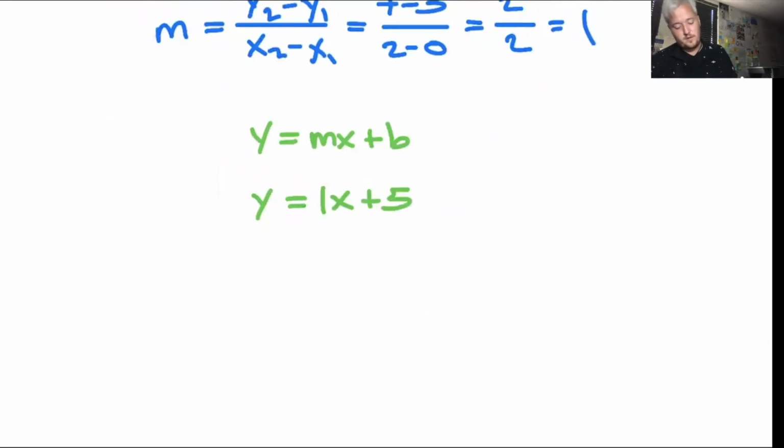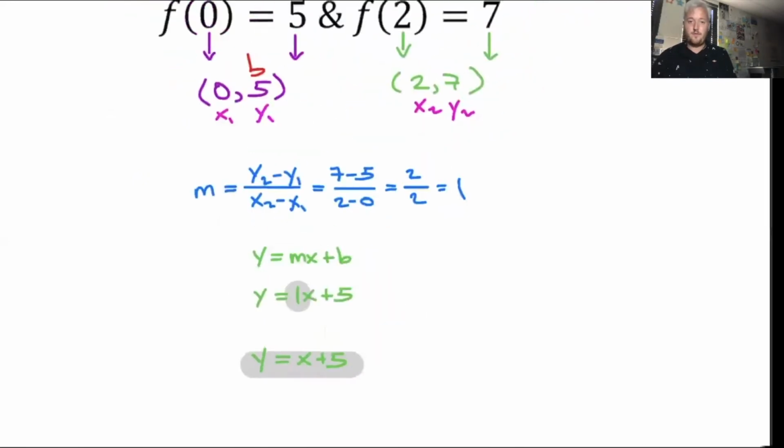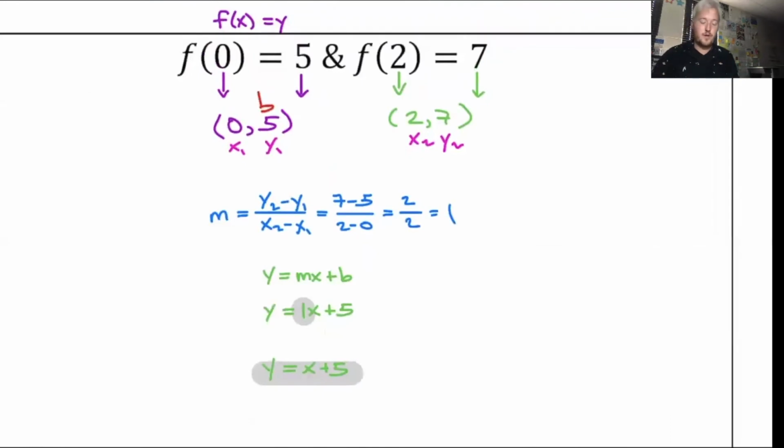Here's the thing. This 1 right here out in the front, you don't have to write it. So our equation here is just y equals x plus 5. If you prefer to write the 1 in the front, you can, but I will say on assessments, on literally everything else, like on a test, there's not going to be a 1 there. So if you want to write it on your homeworks and whatnot for right now, go for it.